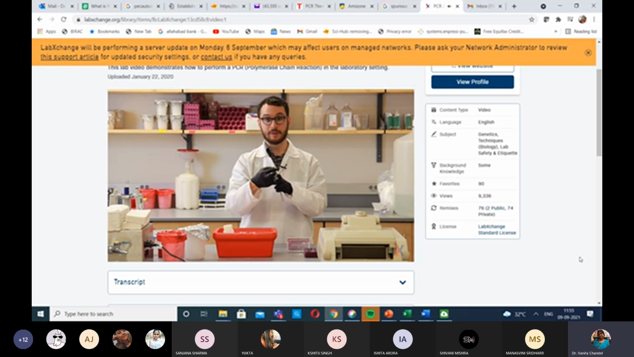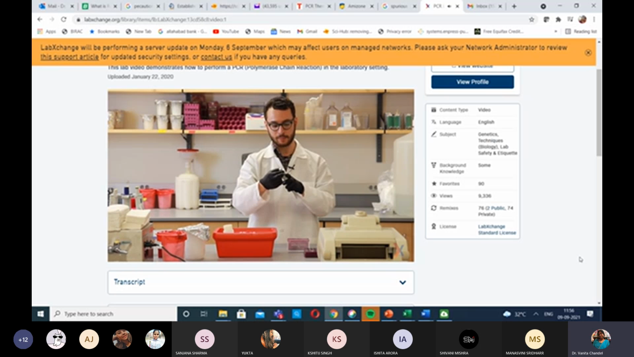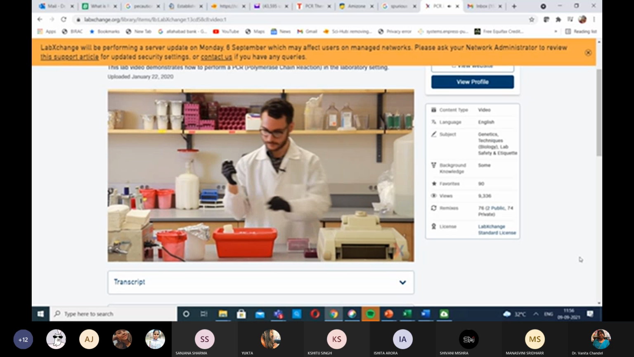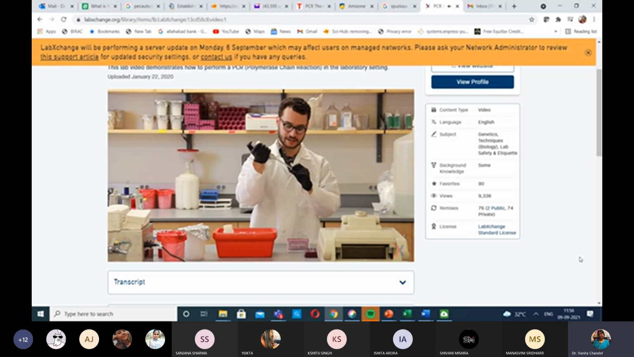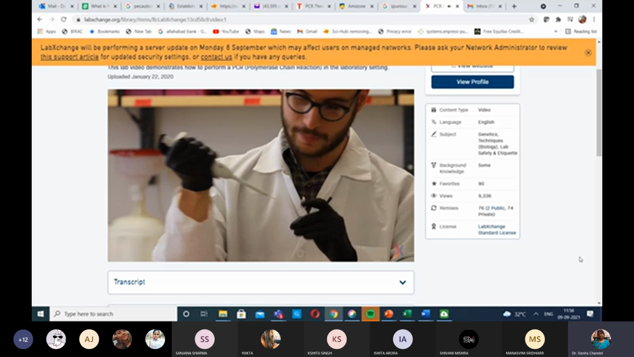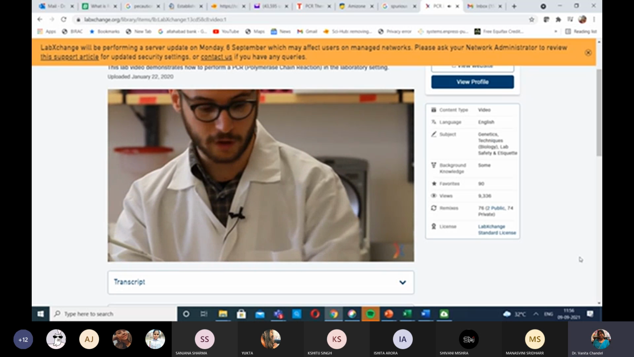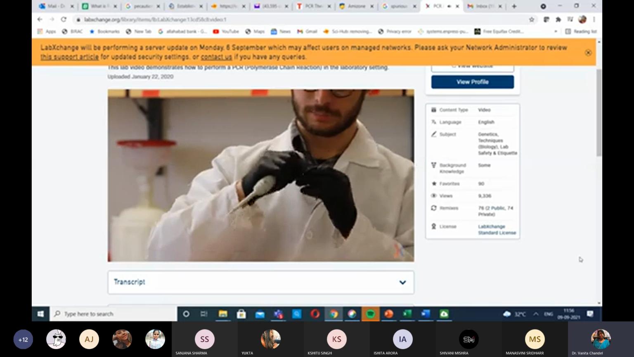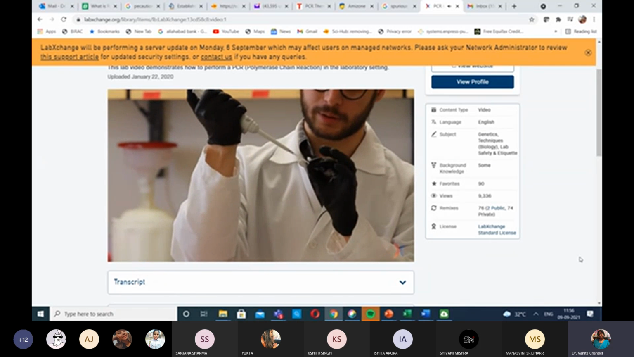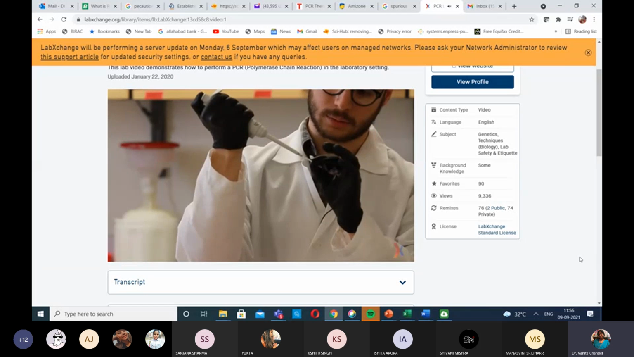Next, I'll be adding the PCR buffer. This buffer contains Tris-HCl and KCl, and it's meant to stabilize the pH between 8.3 and 9. The buffer is at a 10x concentration. Its final concentration within the reaction should be 1x. So I'm adding 2 microliters to my 20 microliter reaction.